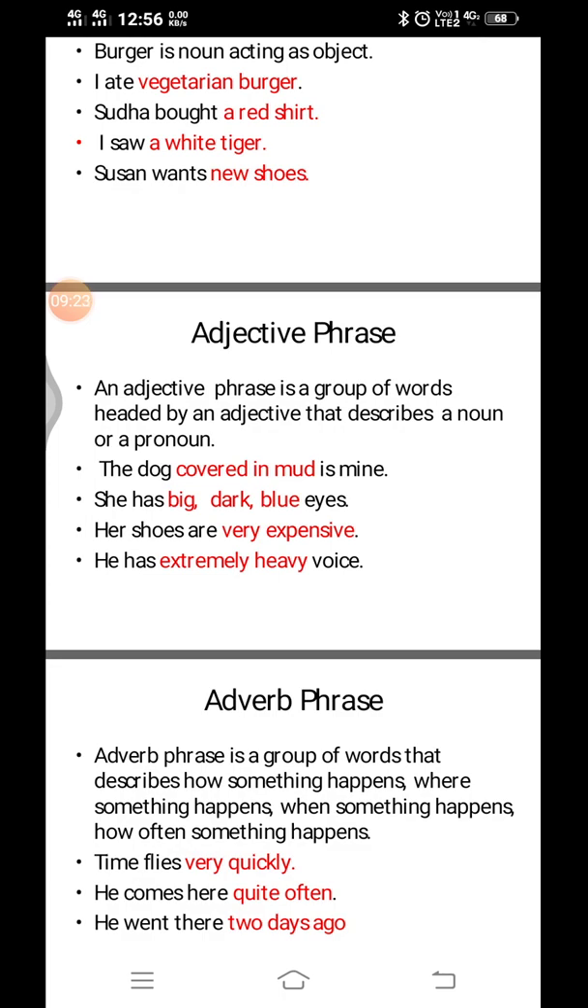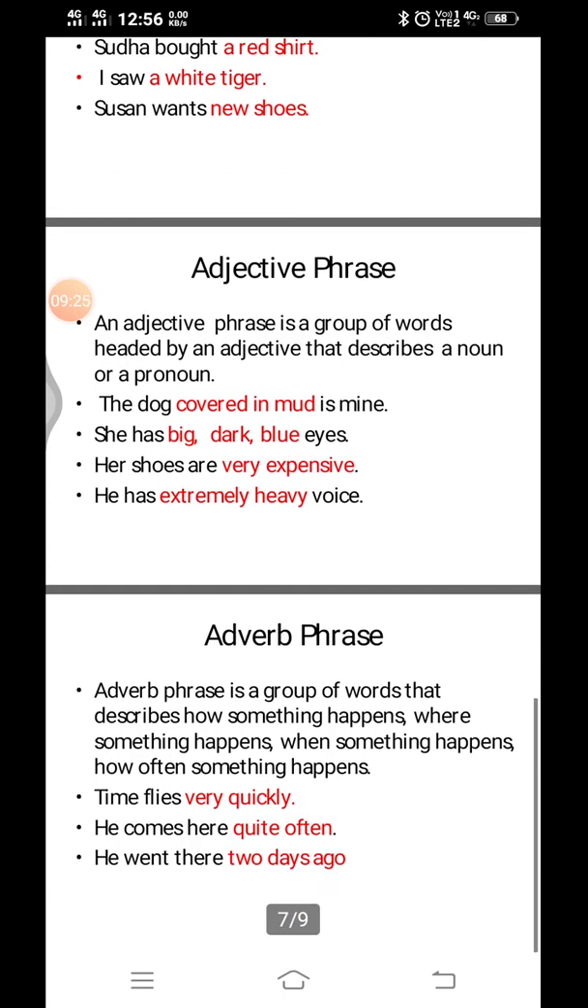Now, we have adverb phrase also. Adverb is something that adds to verb. Verb means work done, right? So, adverb phrase is a group of words that describes how something happens, where something happens, when something happens, how often something happens, right? So, time flies very quickly. Flies over here is a verb. Very quickly is adverb phrase.